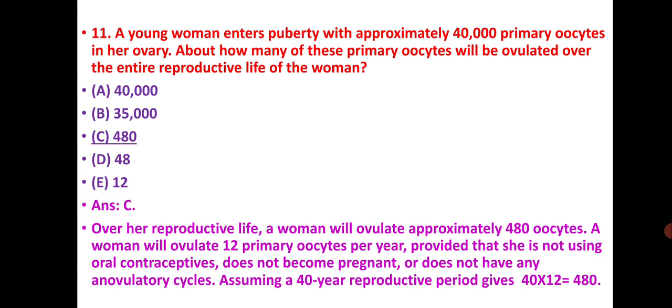Over the reproductive life, a woman will ovulate approximately 480 oocytes. A woman will ovulate 12 primary oocytes per year, if she is not using oral contraceptives, does not become pregnant, or does not have any anovulatory cycles. So assuming 40 years of reproductive period, that is 40 times 12, which is 480. The answer will be C, that is 480.